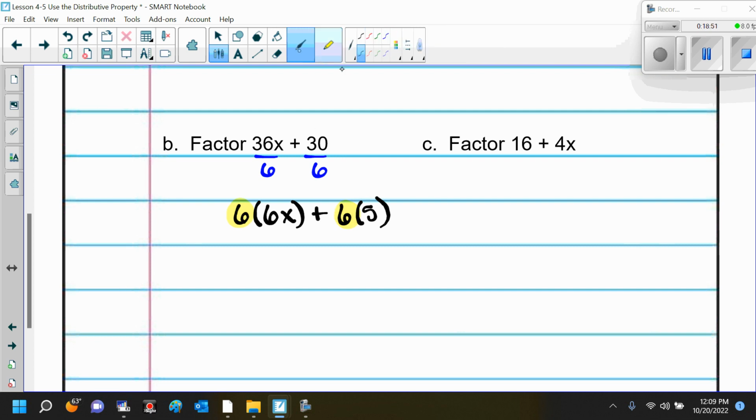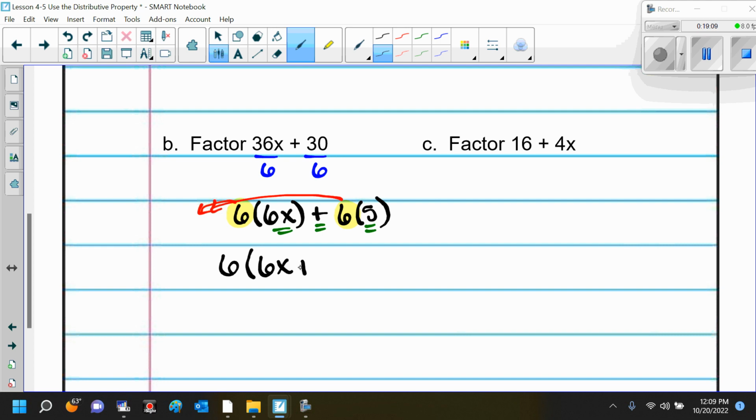We're going to put that 6 on the outside of the parentheses. Okay? So the 6 goes on the outside of the parentheses. And what's left stays inside the parentheses. Okay? So that's going to give us 6 times the quantity 6x plus 5. And there is the end of it.